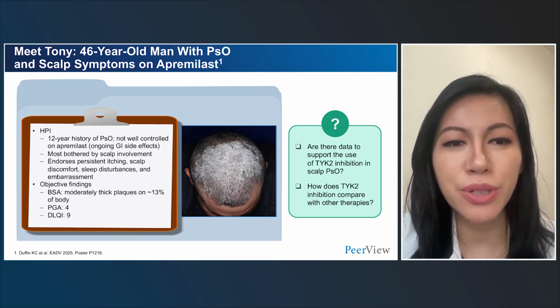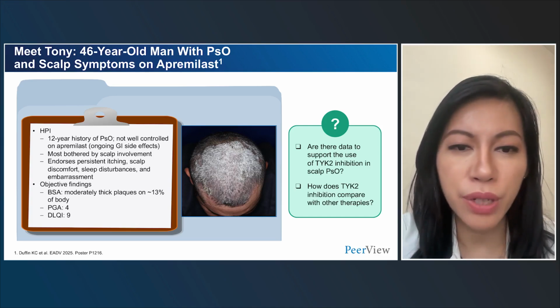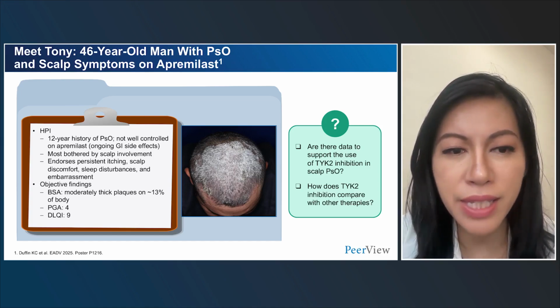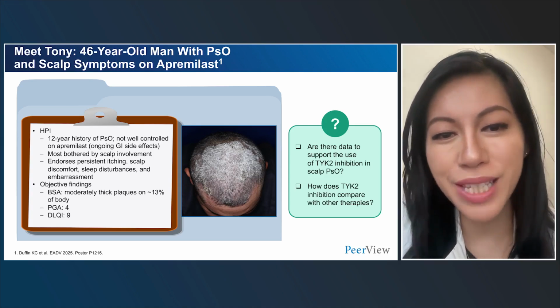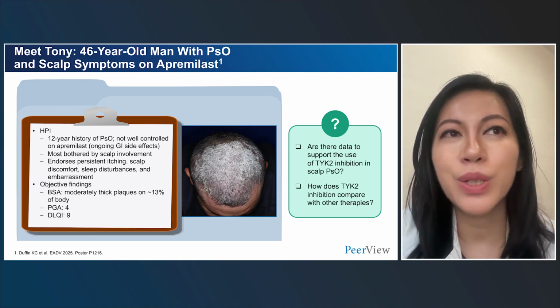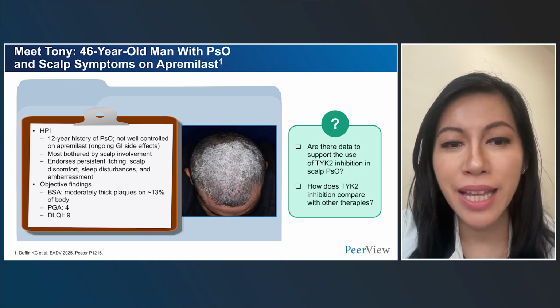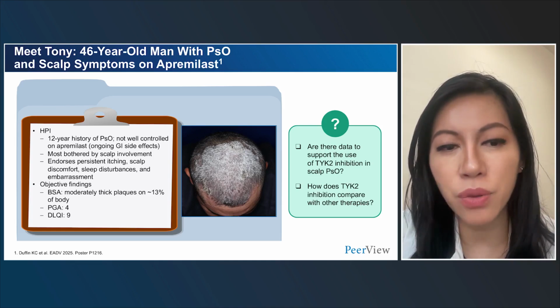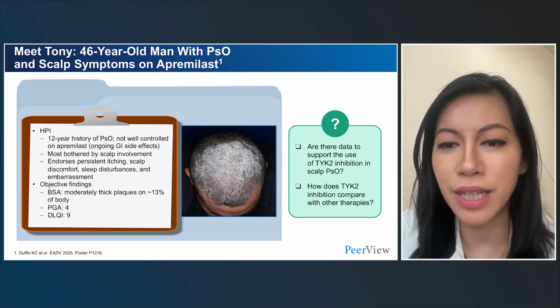Okay, let's go back to Tony. So Tony reports a 12-year history of psoriasis, not very well controlled on apremilast due to some ongoing GI side effects, and is bothered by the scalp involvement. As we know, for patients, especially with scalp involvement, there's a lot of itching, there's a lot of flaking and desquamation, and also it affects their clothing choices. They will often only buy light color clothing because they may be embarrassed that the flakes can fall on their dark clothing. And as you can see here, there is significant impact on quality of life, and the plaques are thick here. So PGA of 4, right? So, thick plaques.